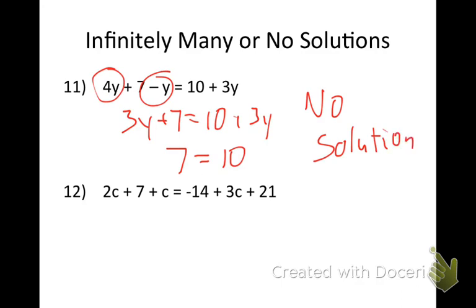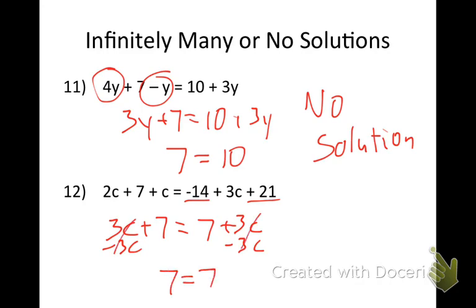Number 12, I would combine the c's on the left side. So I get 3c plus 7 equals, I'd combine my constants on my right side. 7 plus 3c. Subtract 3c from both sides. And I end up with 7 equals 7. True or false statement? True statement. No solutions or all solutions? All solutions.